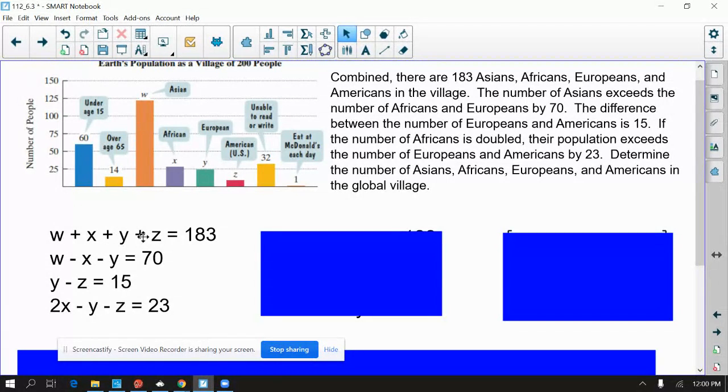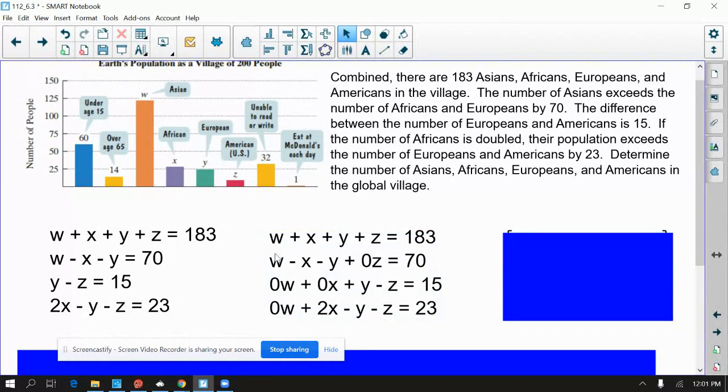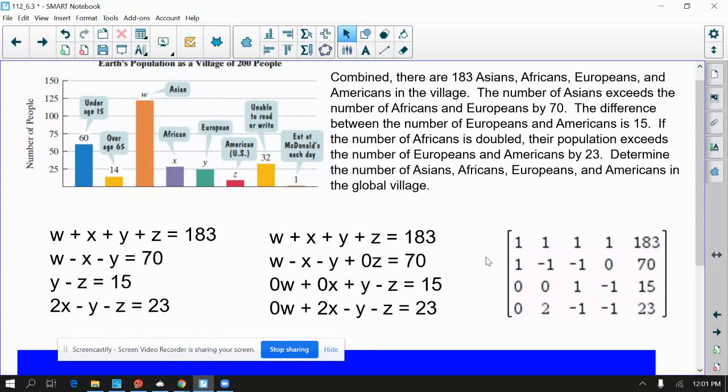So 4 axes that are all perpendicular to each other. And putting this into a matrix, I need one little step because I need all the variables aligned in columns, and I have W, W, Y, X. That's not good. I need all the W's right here. All the X's are right here. All the Y's right there. So I'll put in placeholders, put in 0W, 0W, 0X, etc. And now I can put it into my augmented matrix.